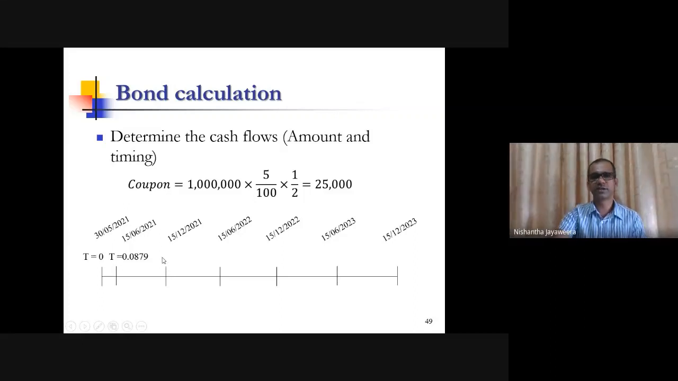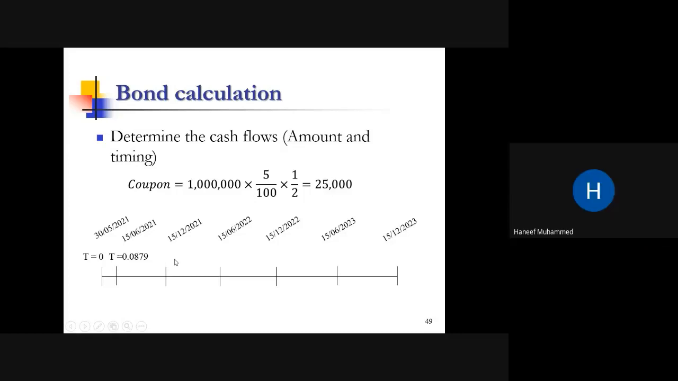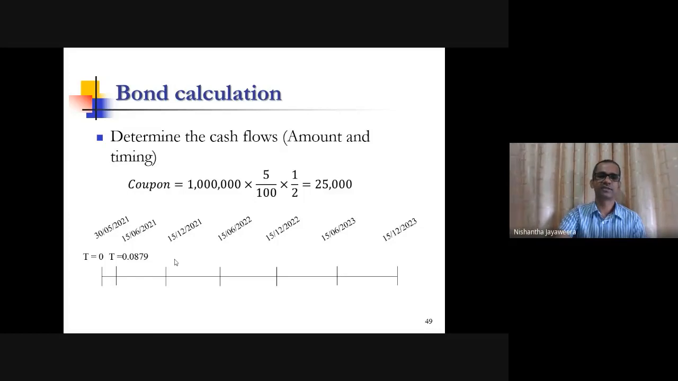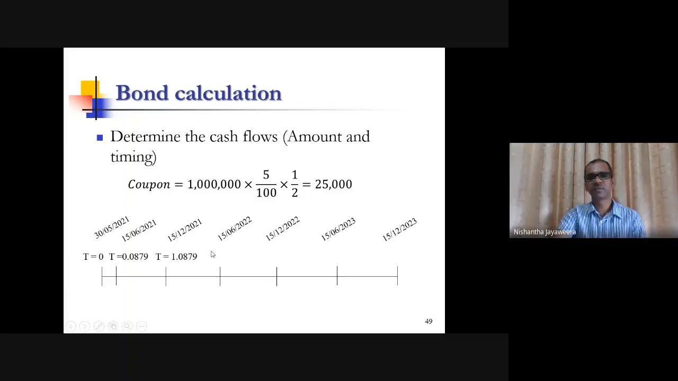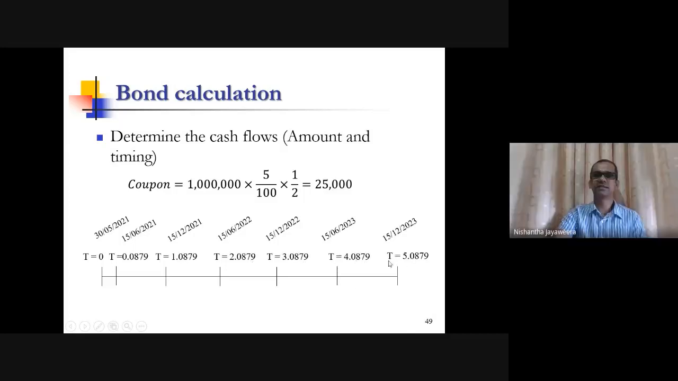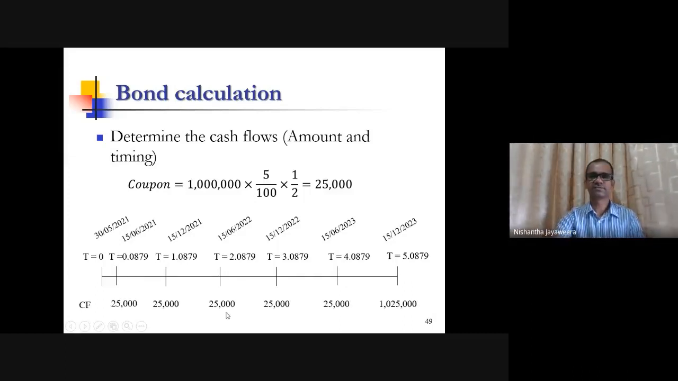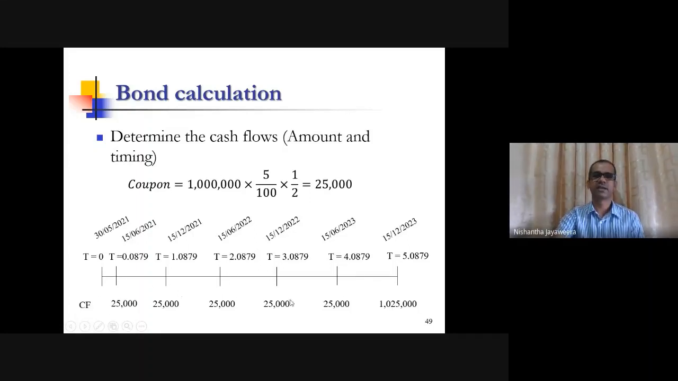So what should be the number of periods here? 1 plus 0.0879. So it is 1.0879. Then the next one should be 2 plus the fraction. Likewise, these are the timings of these cash flows. Is it clear? As usual, on this date, what is the cash flow? Is it clear how you calculate these timings?